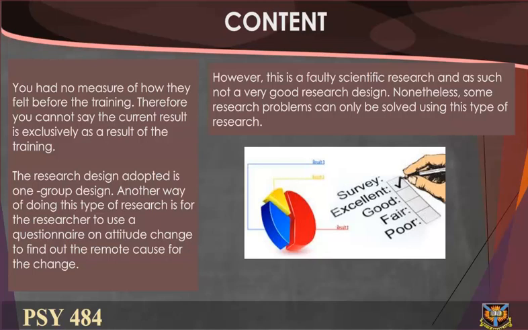Another way of doing this type of research is for the researcher to use a questionnaire on attitude change to find out the remote cause for the change. However, this is a faulty scientific research and as such not a very good research design. Nonetheless, some research problems can only be solved using this type of research.